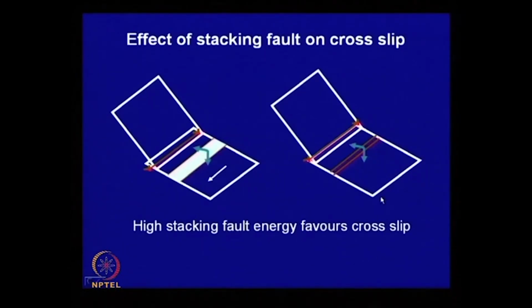Let us look at what is the effect of stacking fault on cross slip. Take up 2 cases. These are 2 intersecting slip planes, let us say, and here on this plane somewhere here, and on this plane somewhere here, there is a dislocation barrier, something like, let us say, a Lomer lock is there.